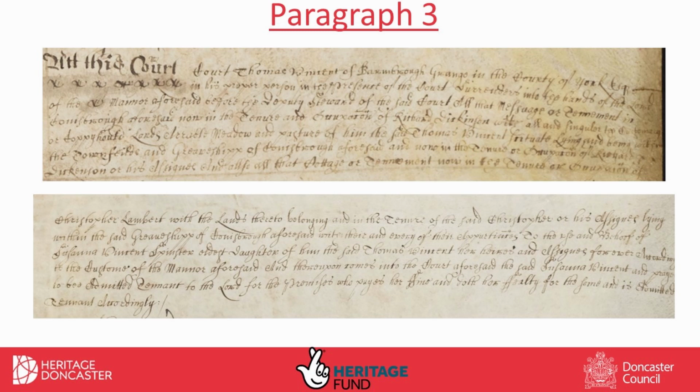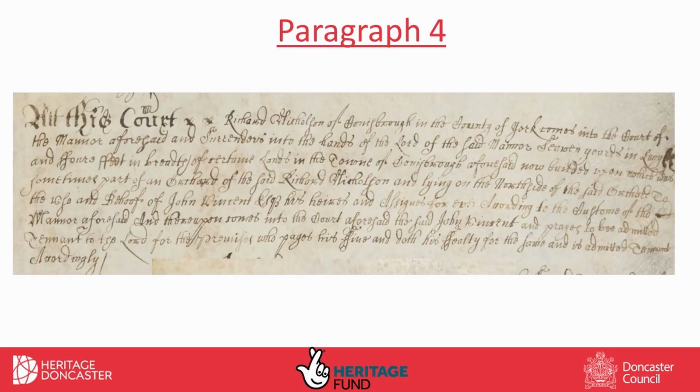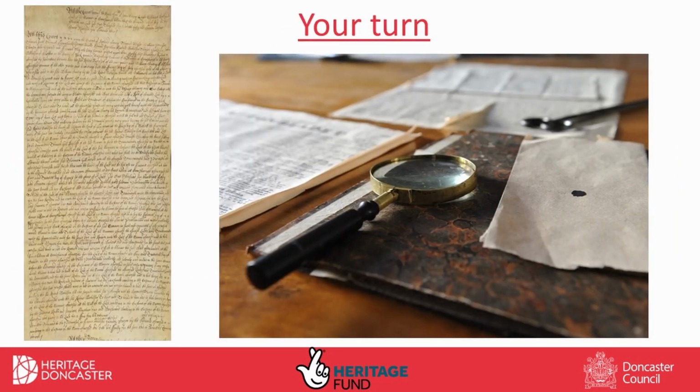Susanna comes into the court and asks to be admitted to the tenancy, pays her fine, does her fealty, and is admitted accordingly. In the third piece of business, Richard Nicholson of Conisbrough comes into the court and surrenders 7 yards in length and 4 feet in breadth of land in Conisbrough now builded upon, which was part of an orchard. It lies on the north side of the orchard. He surrenders this to the use and behoof of John Vincent Esquire. John comes into court, asks to be admitted as tenant, pays his fine, does his fealty, and is admitted as tenant.